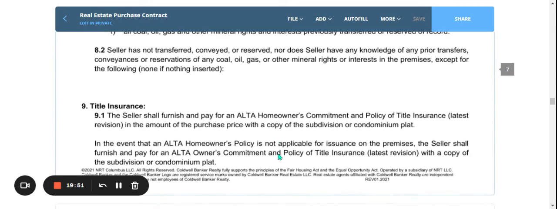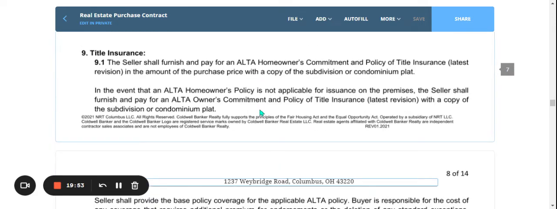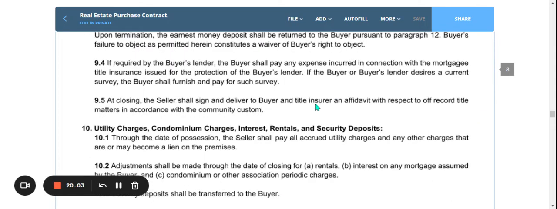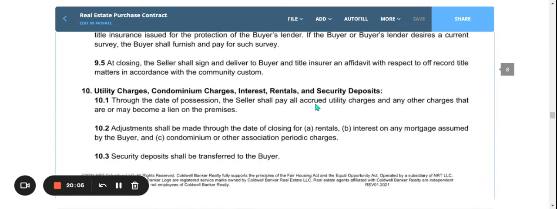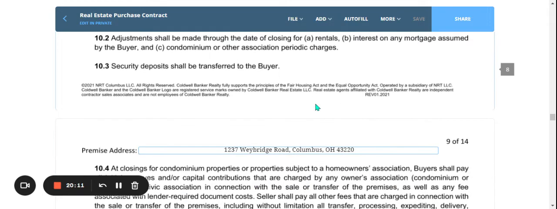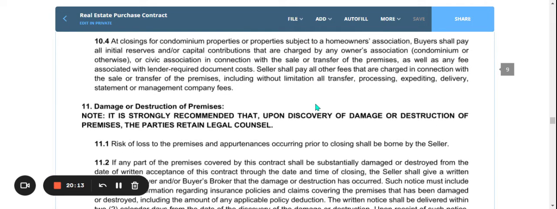Insurance: title insurance. This is not home warranty, this is not home insurance, this is just title insurance. This basically protects you from the title company stealing your money. Utility charges and everything else. Just know that the seller is responsible for taking care of all liens before they give you the house, and the title company makes sure of that.